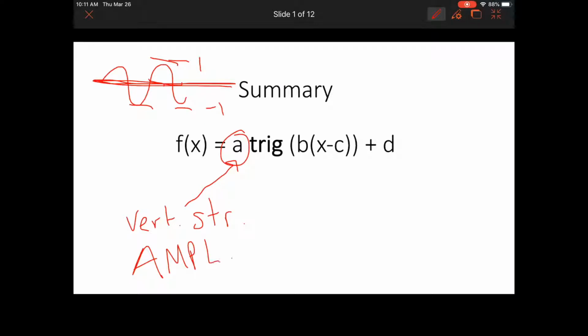That is the amplitude. Our parent function, for example, sine x, there's technically an imaginary coefficient of 1 there. The amplitude of the parent function is 1, whereas if you have a function like 2 sine x, that is your amplitude.